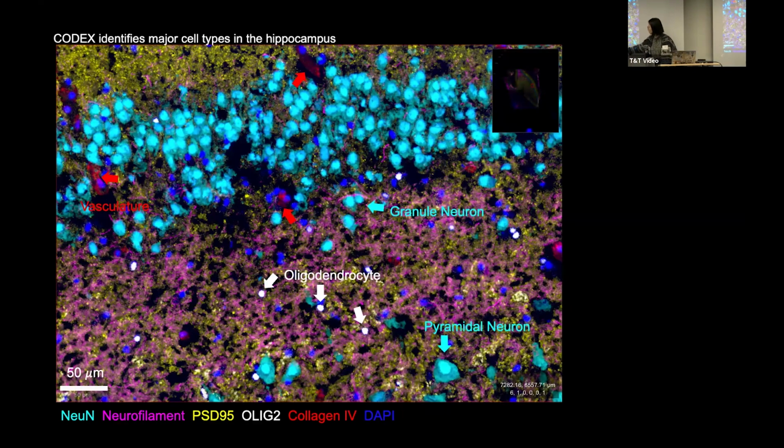So these are typical neurons. And there is also vasculature staining with collagen 4 in their matrix. So it is very difficult to tell if you have each of the antibodies staining in different slides, then you don't know how they interact or how they distribute.